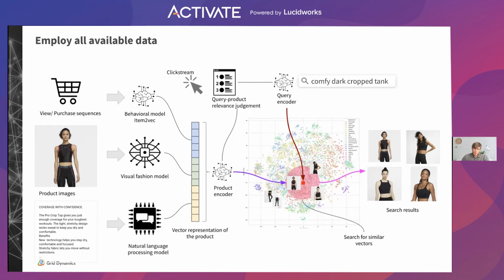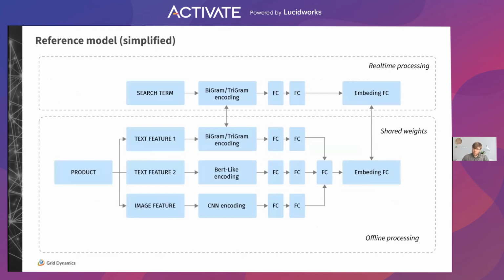And to combine all these signals together, we have to come up with a complex joint for these features. In our use case, we're creating a reference model which consists of two big parts: the part which will be used in real time and the part which will be used for offline processing. In real time, we will focus only on query embedding. We will take simple text as input, provide several layers which will convert this text into a word embedding, and then we will use this embedding for search.